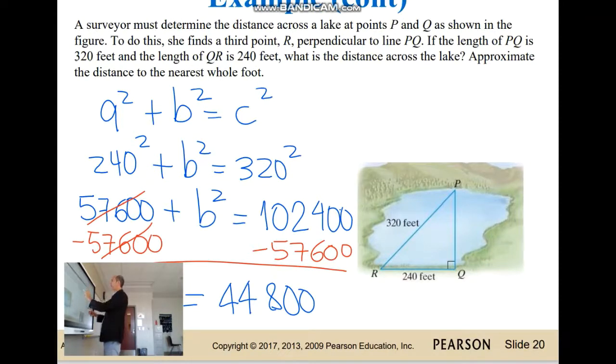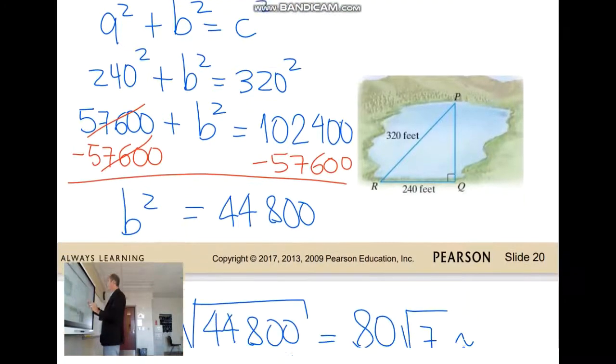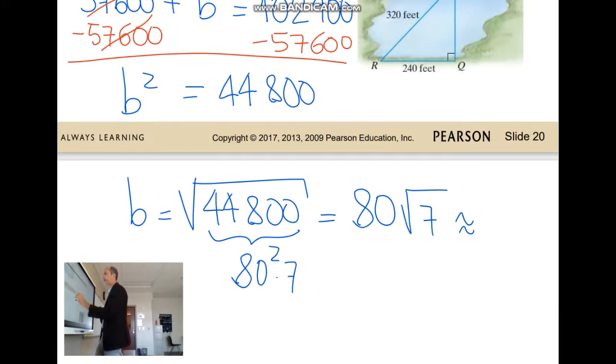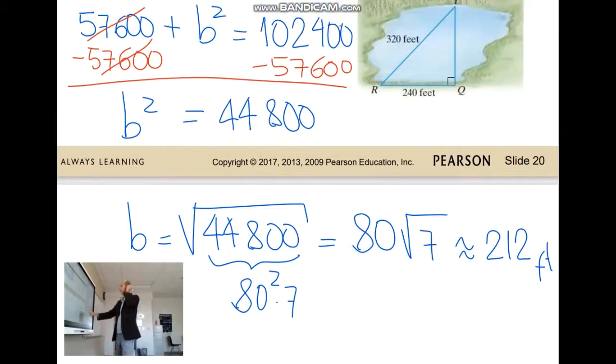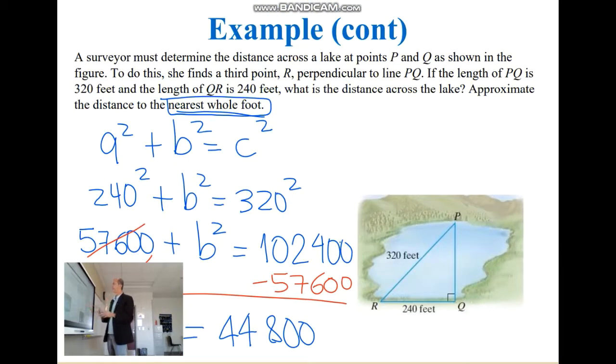approximate to the nearest whole foot. So we will approximate, we don't want decimals, just the nearest whole foot is going to be 212 feet. Okay. The distance across the lake is about 212 feet. This is the answer to this kind of real life situation or real life problem.